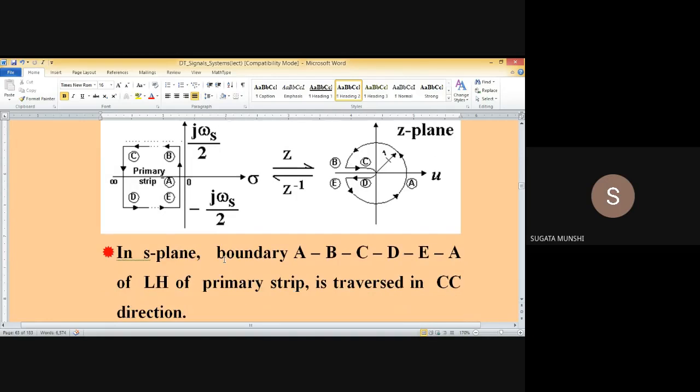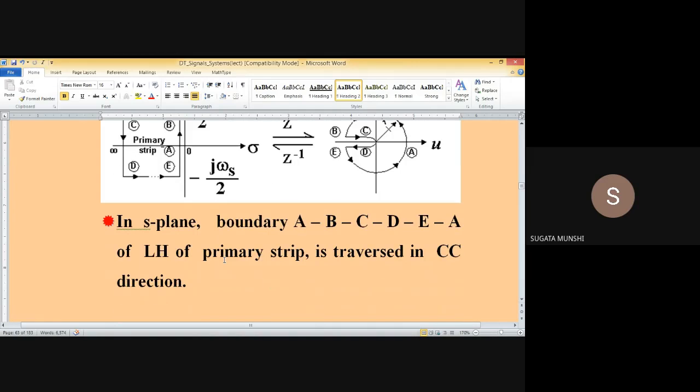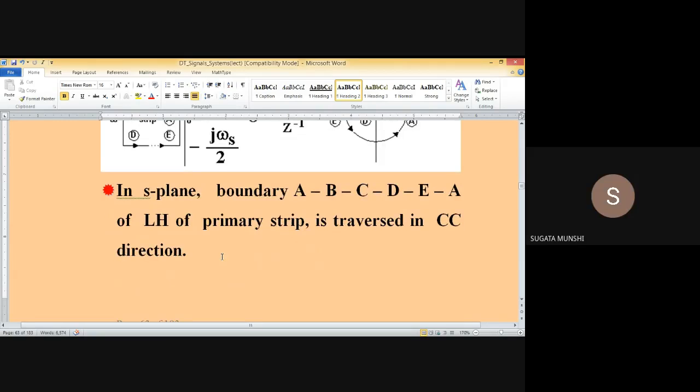Completed drawing? Yes, sir. Yes, sir. CC means counterclockwise.